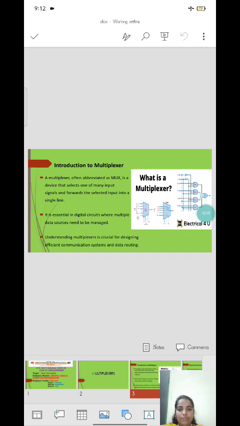Today my topic is multiplexers. Introduction to multiplexer. A multiplexer, often abbreviated as MUX, is a device that selects one of many input signals and forwards the selected lines into a single line. That means it gives the input to a selected line. It is essential in digital circuits where multiple data sources need to be managed. Multiplexers are used to manage data efficiently. Understanding multiplexers is crucial for designing efficient communication systems and data routing.